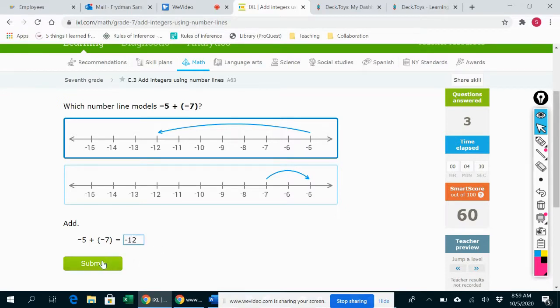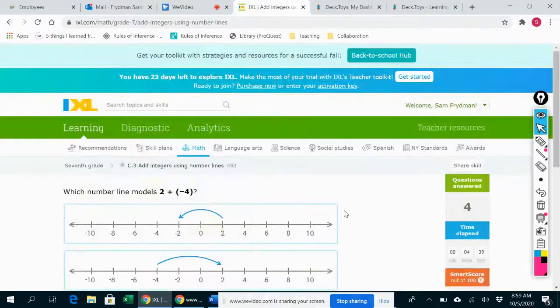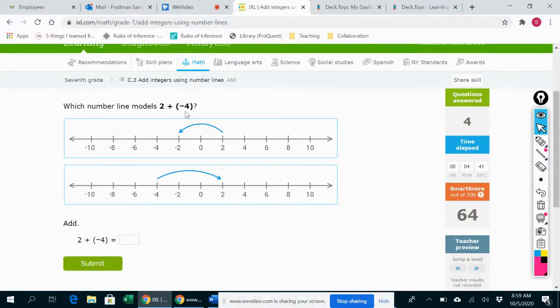I think so far it's only given me problems where we're adding a negative. Sometimes it gives you problems where you add a positive. I don't think we've seen any problems like that yet. Maybe the next one. Now it's giving me another negative over here.